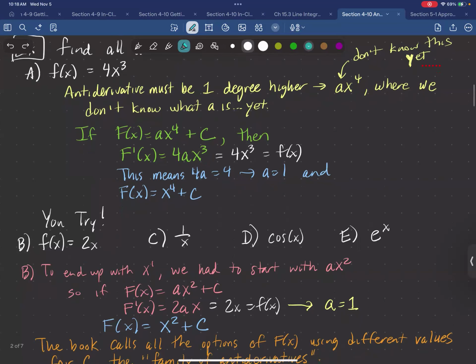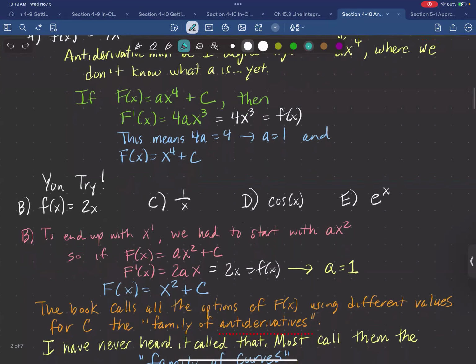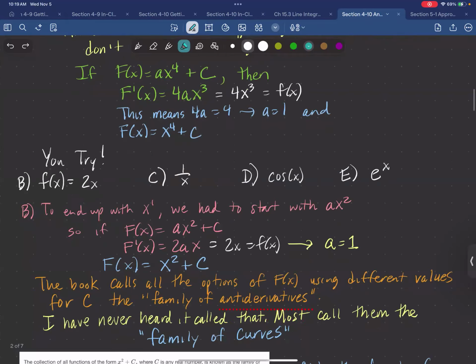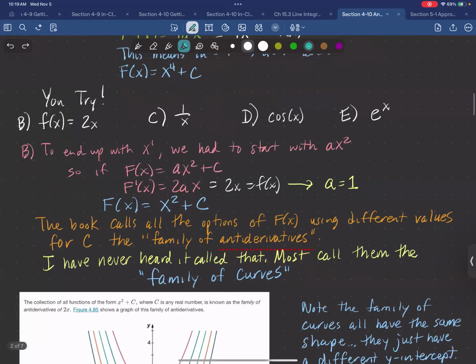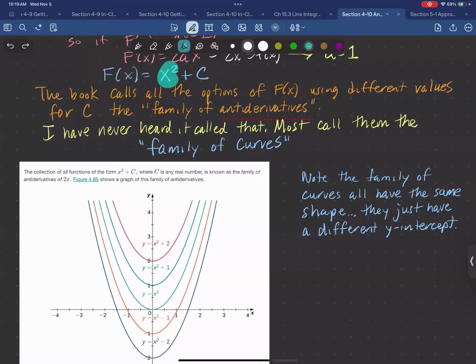The book calls all these different possible functions a family of antiderivatives, the online book, our OpenStax book. I have never seen the term family of antiderivatives before. Everybody else calls it a family of curves. So family of antiderivatives is the same thing as family of curves. Here's a graphical from our book that kind of shows it. This is having a base of x squared, and then I'm just adding in a different constant.